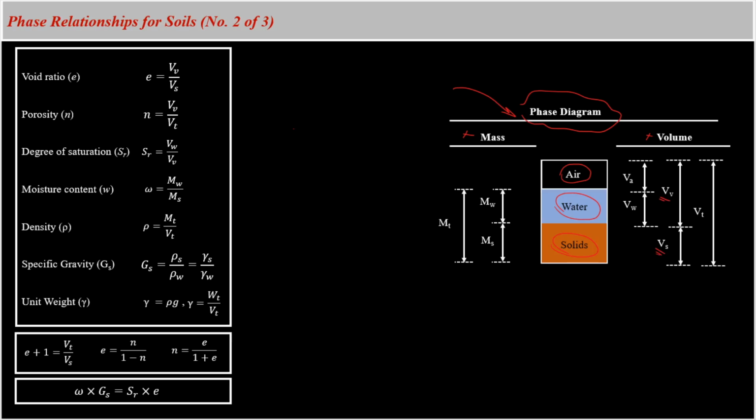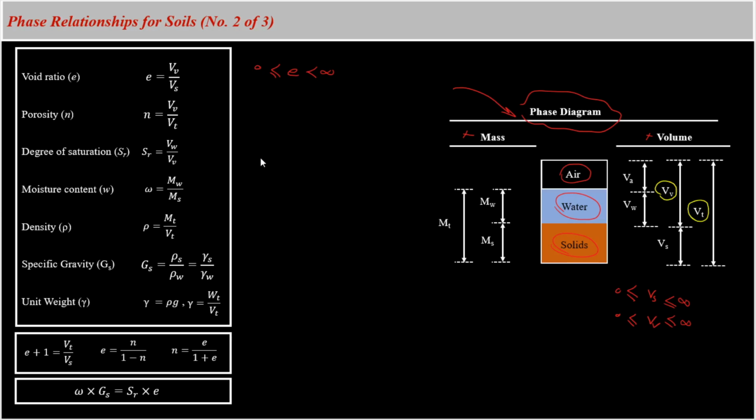As you can see, none of these volumes have any limit. Both volume of solids and volume of void can be anywhere from 0 to a very large number. Therefore, the void ratio, that is usually expressed as a decimal, can be anywhere from 0 to a very large number. The porosity is the ratio of the volume of void to the total volume.